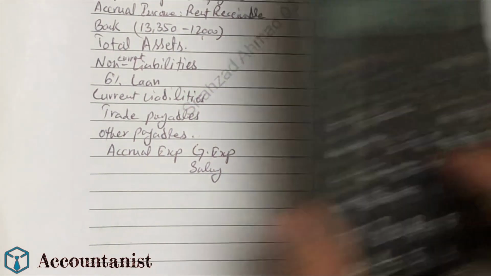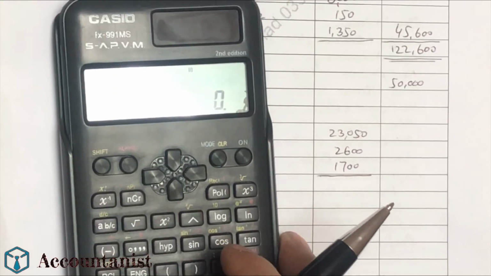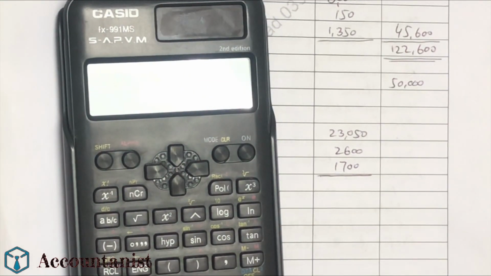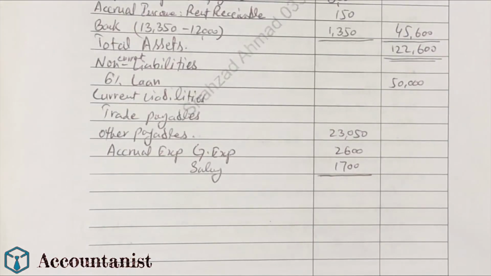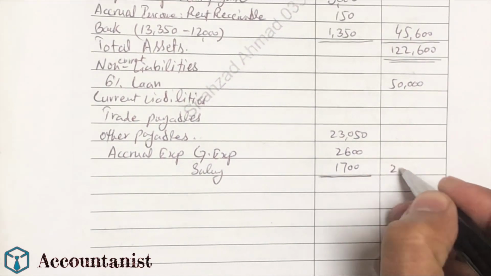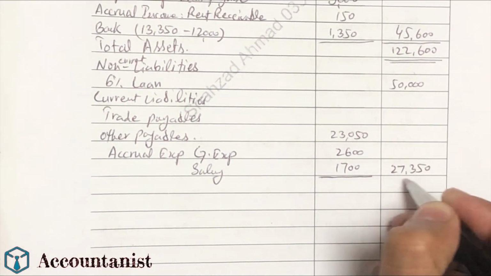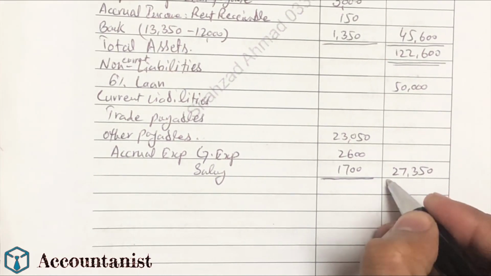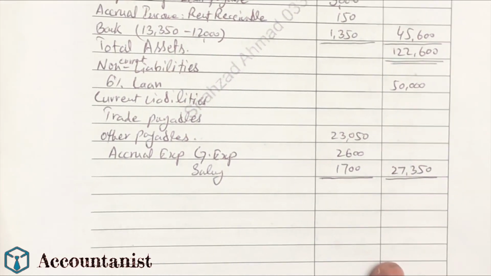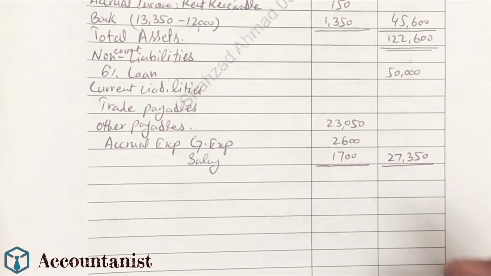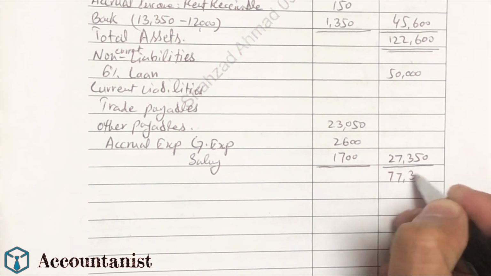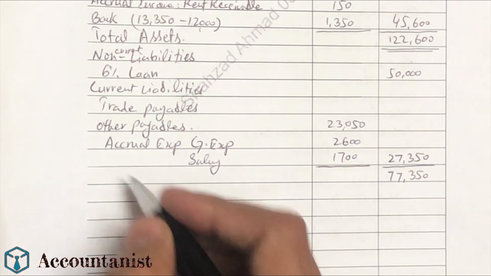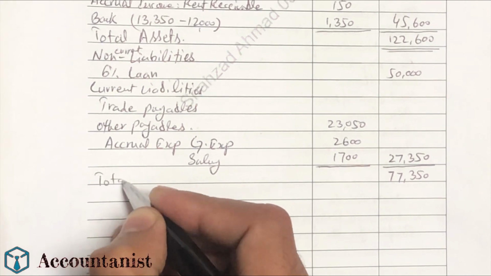So we'll add this. So the current liabilities will be 23,050 plus 2600 plus 1700, which gives us a total of 27,350. So 27,350. By adding these two, the non-current liabilities and the current liabilities, will give us the total liabilities. So that will be 77,350. So let me mention here, total liabilities.